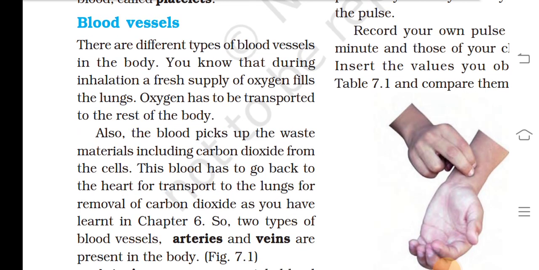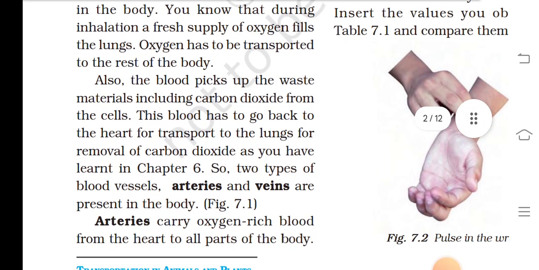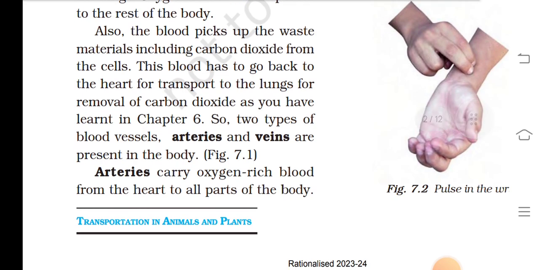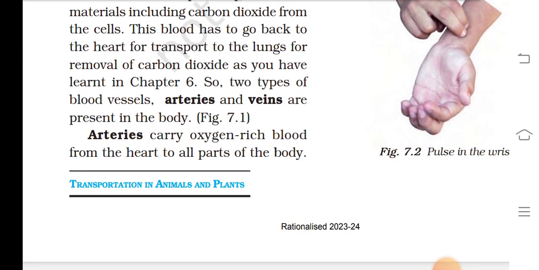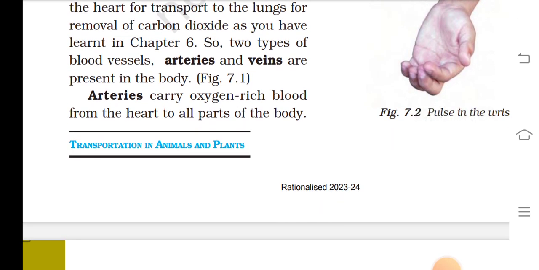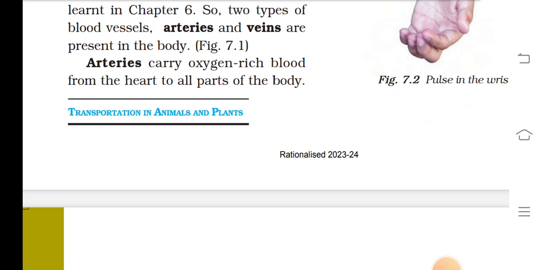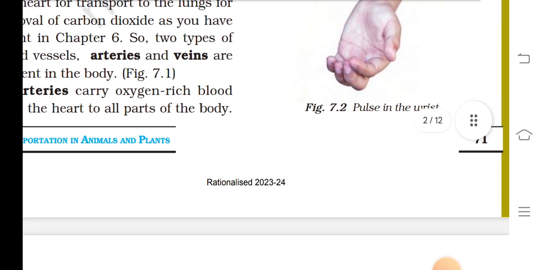Blood vessels. There are different types of blood vessels in the body. You know that during inhalation, a fresh supply of oxygen fills the lungs. Oxygen has to be transported to the rest of the body. Also, the blood picks up waste material, including carbon dioxide, from the cells. This blood has to go back to the heart for transport to the lungs to remove carbon dioxide, as you have learned in chapter 6. So, two types of blood vessels, arteries and veins, are present in the body. Arteries carry oxygen-rich blood from the heart to all parts of the body.